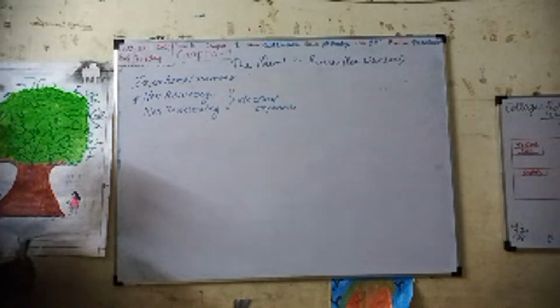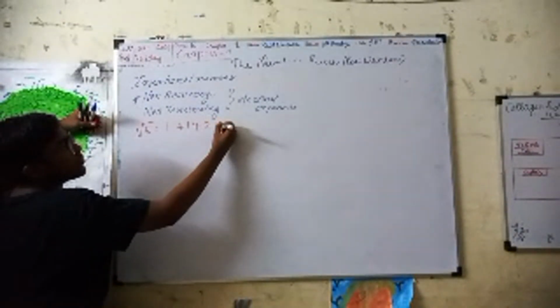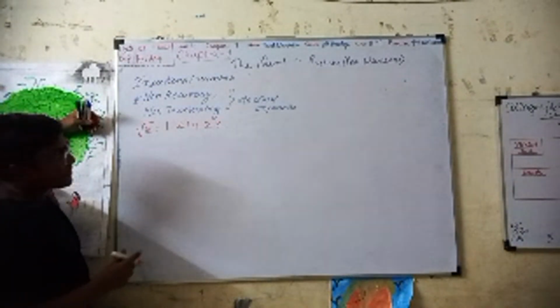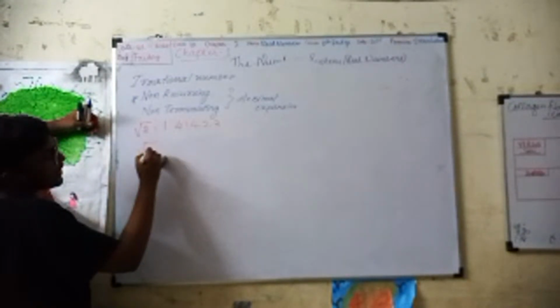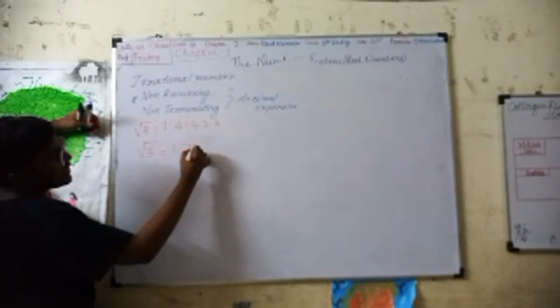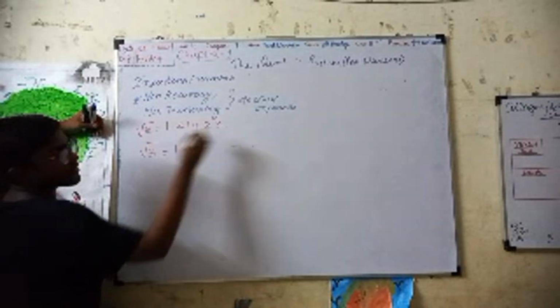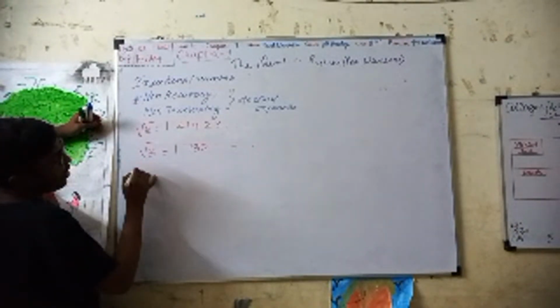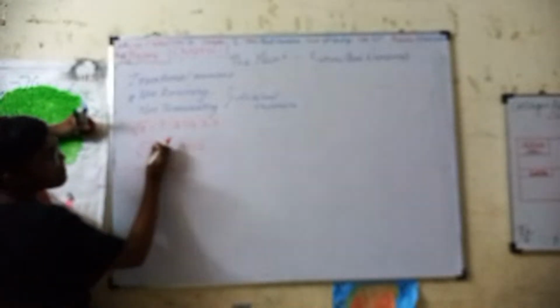True, right? So for example, what is root 2? 1.4142 and it goes on. What is root 3? 1.732 and it goes on. What is pi? We know 22 by 7. Pi is an irrational number. How?